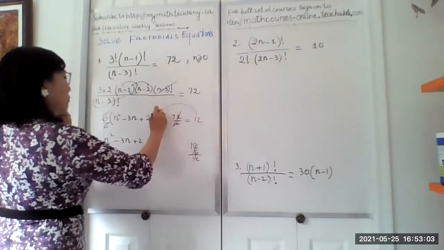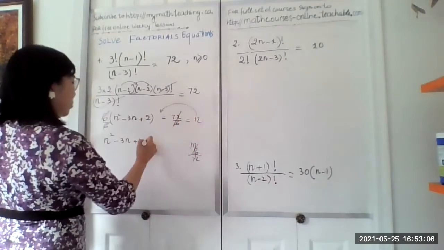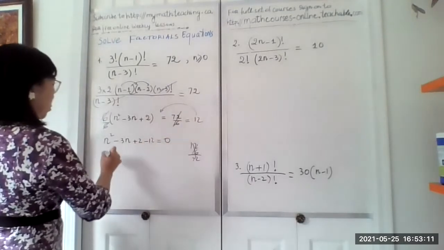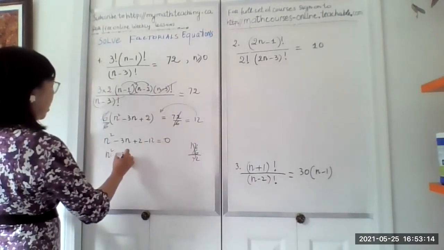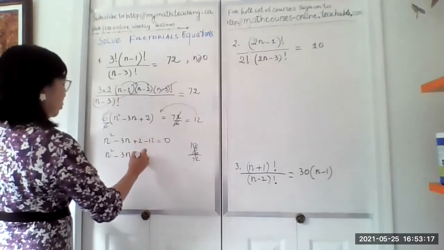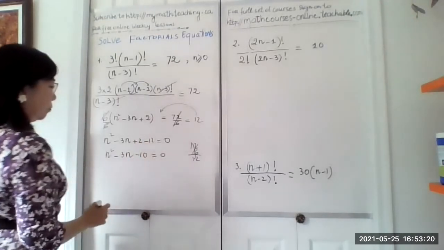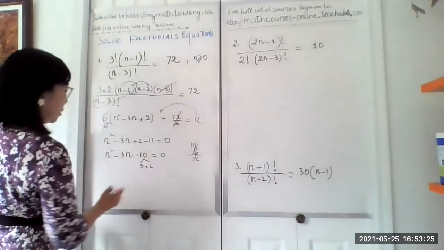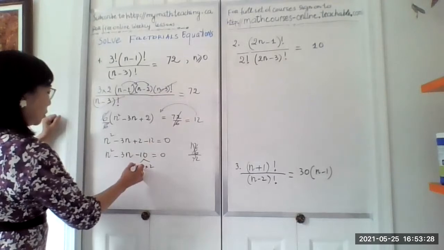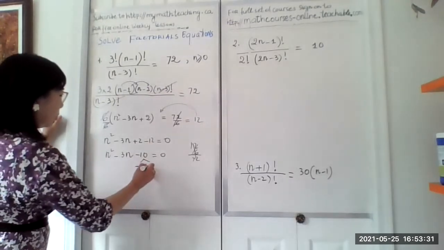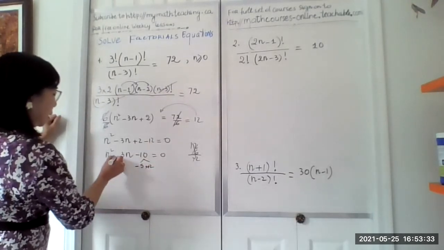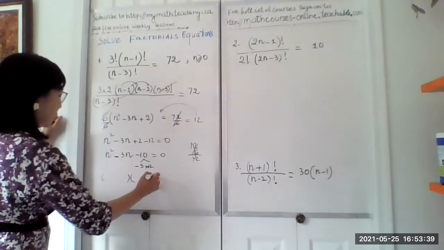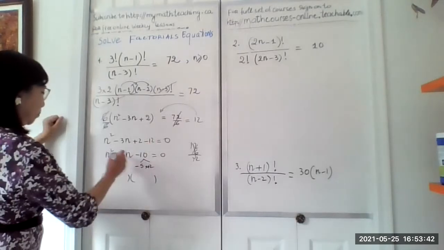I'm going to move the 12 over to the left, and positive will become negative, and I put 0 here. So I will have n squared minus 3n, 2 minus 12 is minus 10, equals 0. At this point, I'm going to split this. I'm going to say 5 times 2 equals 10. And of course, I will assign the correct signs to these two numbers in such a way that when I add them, I get minus 3. And that's how I factor this quadratic expression.